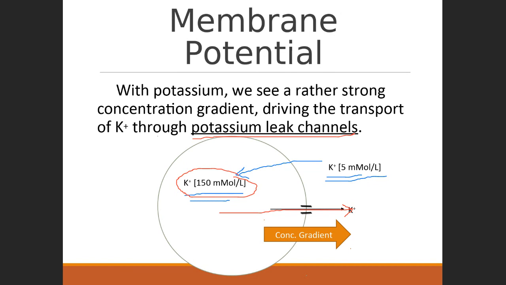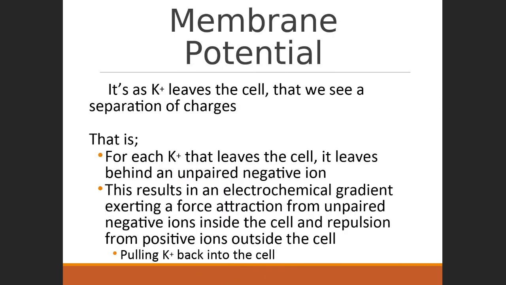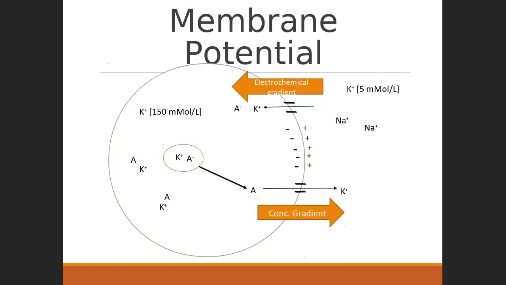Hopefully you said attract. Opposites attract. That's where that phrase comes from. Positive and negative ions like to attract together in ionic bonding. What else did we have inside that cell? We had negatively charged amino acids. So every time a positive potassium leaks out, it's going to leave behind an unpaired negatively charged amino acid.